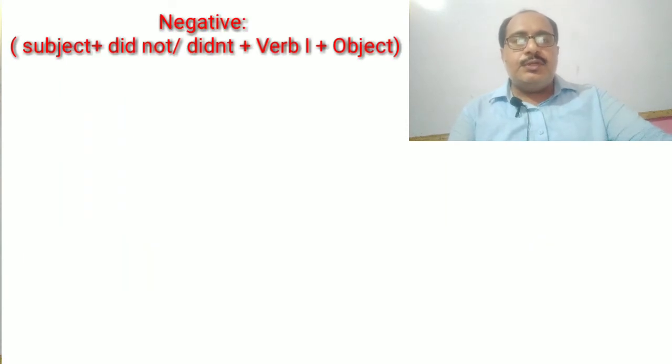Let's move to talk about the negative sentence. When we talk about the negative sentence, the formula would be in this way. First of all, subject, then did not or didn't. Didn't is a contraction, and then verb, first form of the verb, and then object. It means in an affirmative sentence we use the second form, but when we change into the negative, it would be just the first form.